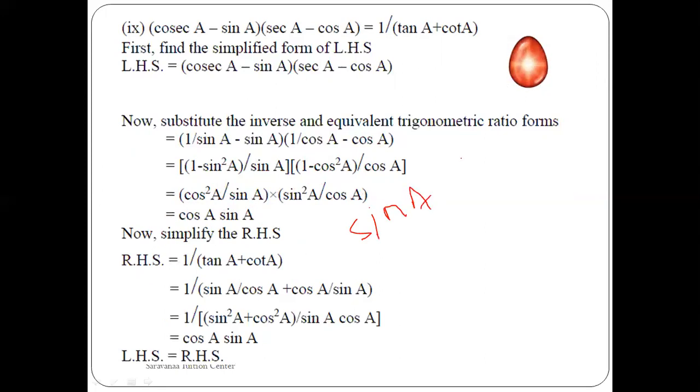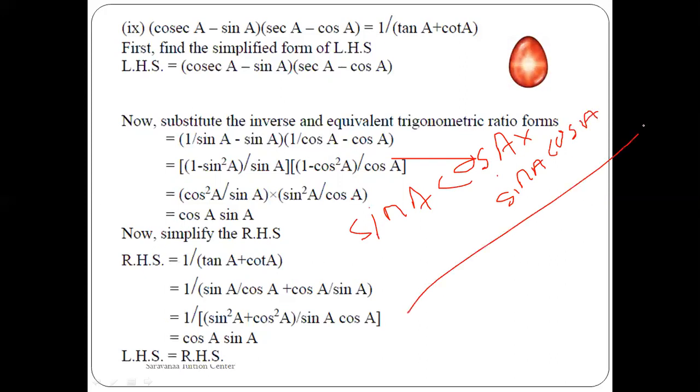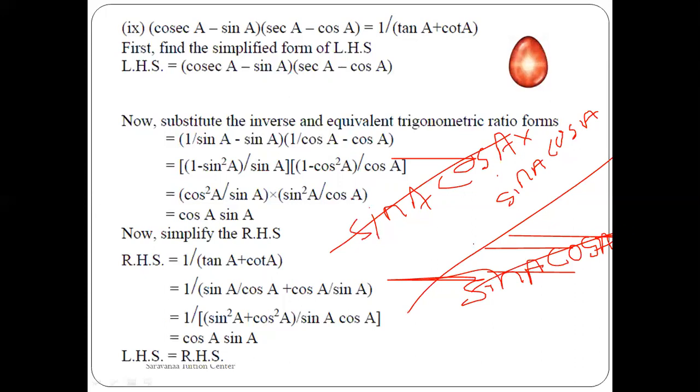So sin²A cos²A by sin A cos A becomes sin A cos A. Now cancel one sin A cos A and one sin A cos A. You get sin A cos A, hence proved.